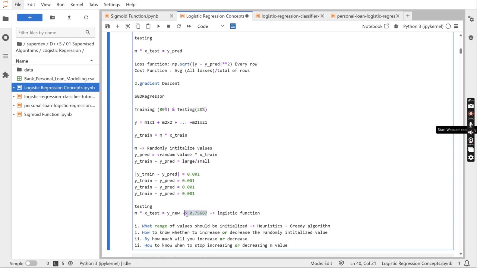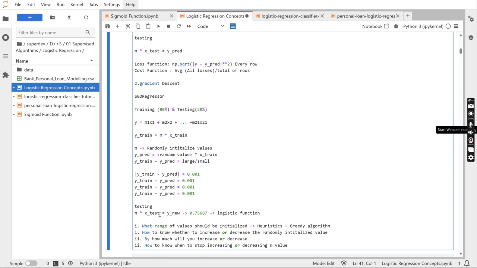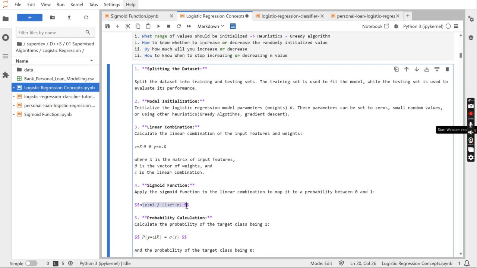You will take this value and pass it into the sigmoid function, and we already saw what the sigmoid function does. You pass any value to it, and it will compress it between 0 and 1. That we already know. So for logistic regression, you will take the final value that you are getting and put it in the logistic function, and that gets equated in this equation.